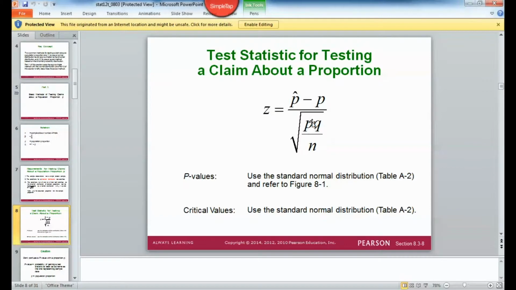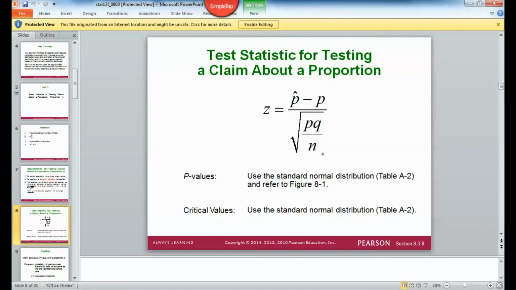So usually what I do, if you say p hat minus p and write that down, a lot of times that's not too long of a decimal, but the bottom will be, because anytime you take the square root of something, more than likely it's not going to come out to be a whole number. So p times q divided by n and then take the square root, that number is more than likely going to be a really long decimal.